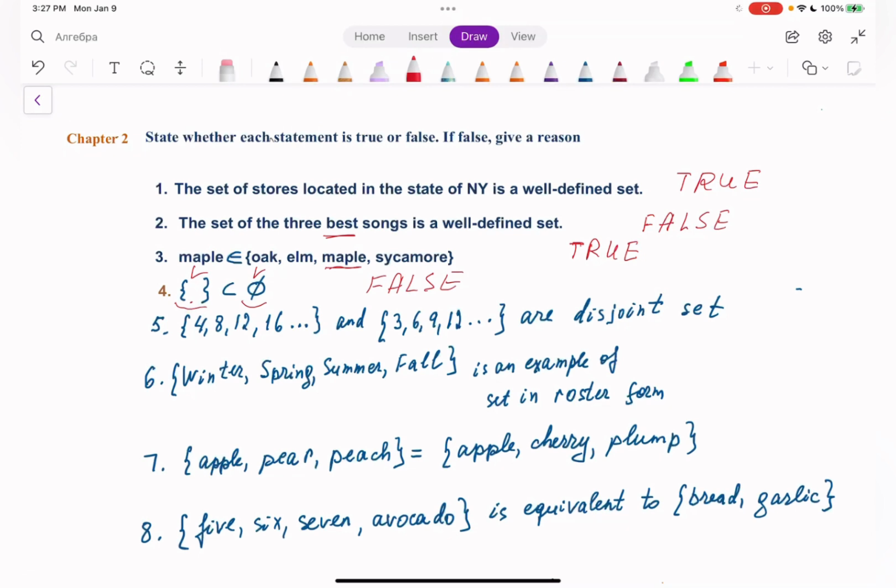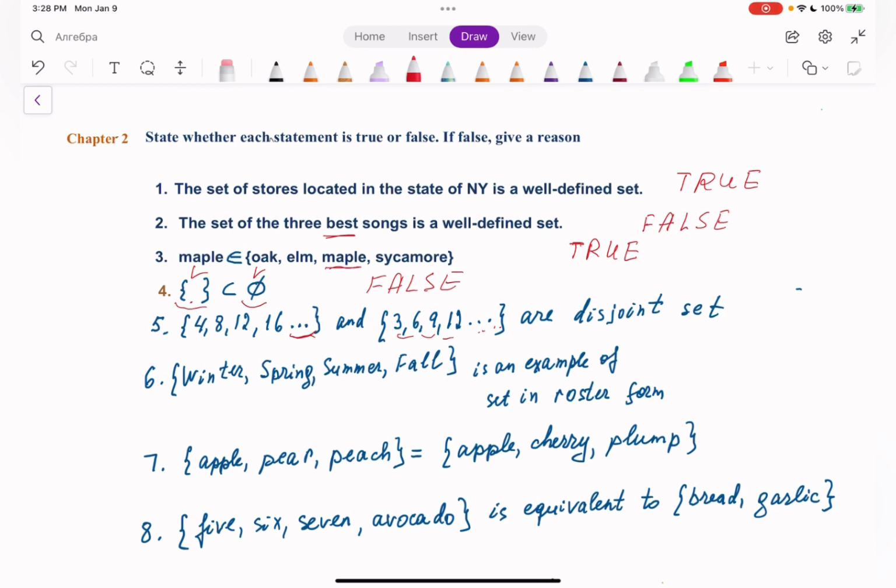Question number 5. So 4, 8, it has 4, 8, 12, 16 here. 3 dots, meaning it's going to continue. It's increasing by 4, right? So 16, 20, 24, 28, 32, and so on. Here we have increased by 3. 3, 6, 9, 12, and then continues. 12, 15, 18, 21, and so on.